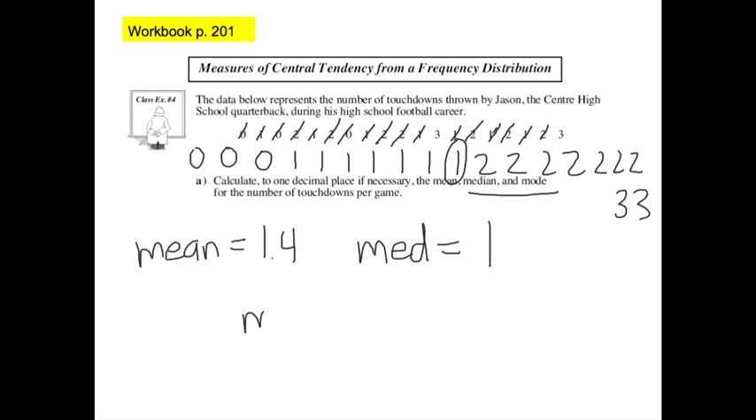Alright, and for your mode, that will be the number that occurs the most often. Well, in this case, we have 1, 2, 3, 4, 5, 6, 7 ones, and we have 1, 2, 3, 4, 5, 6, 7 twos. So in that case, we actually have 2 modes. That's okay. You may have more than one mode. You may actually have no mode at all. It does happen from time to time.